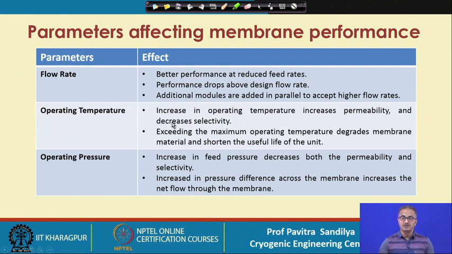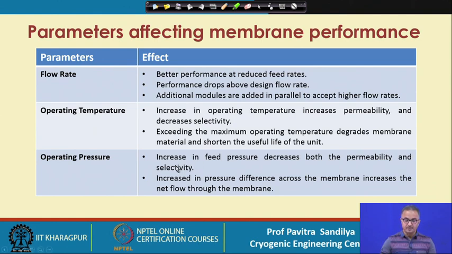Then the operating temperature has this kind of effect: if we increase the operating temperature, it increases permeability, but it decreases the selectivity. Permeability means we shall be getting higher production, but then we will not be able to separate out the various components, which is dictated by the selectivity. And if we exceed the maximum operating temperature, it may degrade the membrane material, and thereby it can shorten the useful life of the membrane unit.